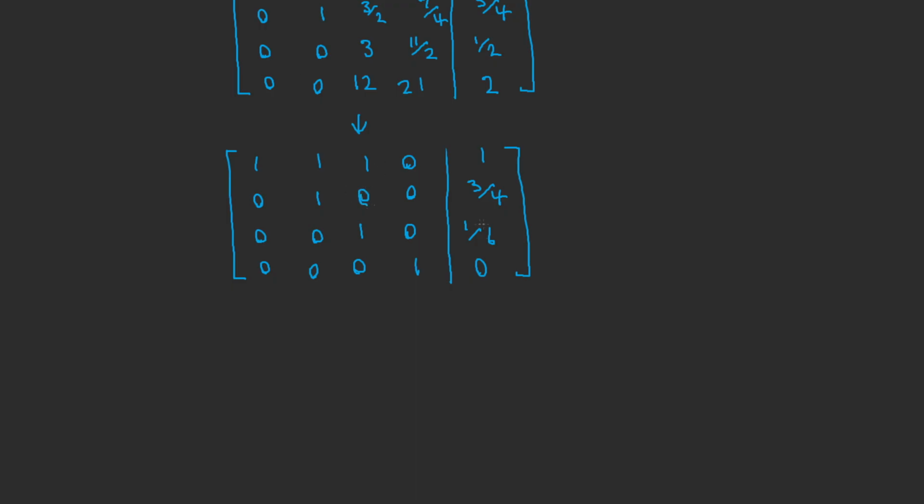It's going to be 0. And then what's 3/2 times 1/6? That's going to be 3/12, which is 1/4. So I'm subtracting 1/4 from 3/4. That's going to give us 2/4, which is just 1/2.